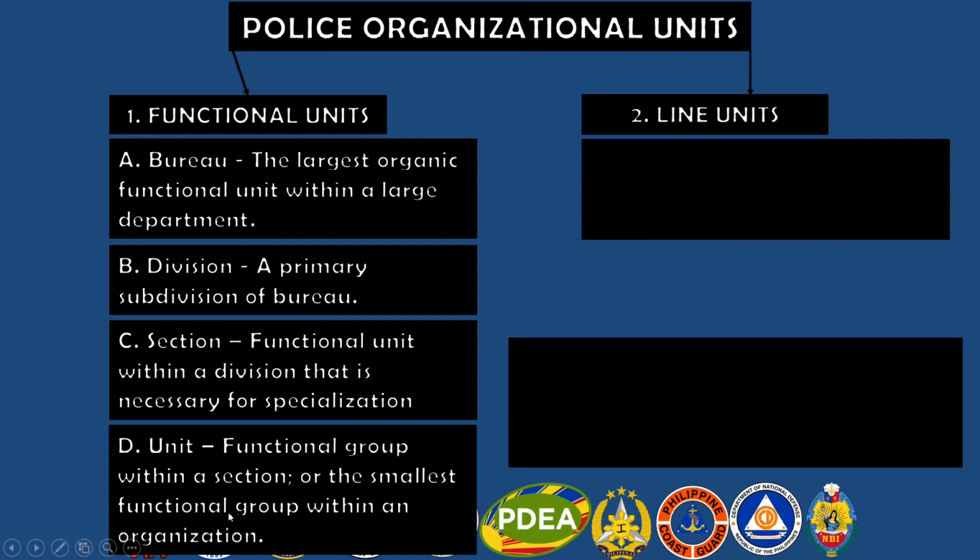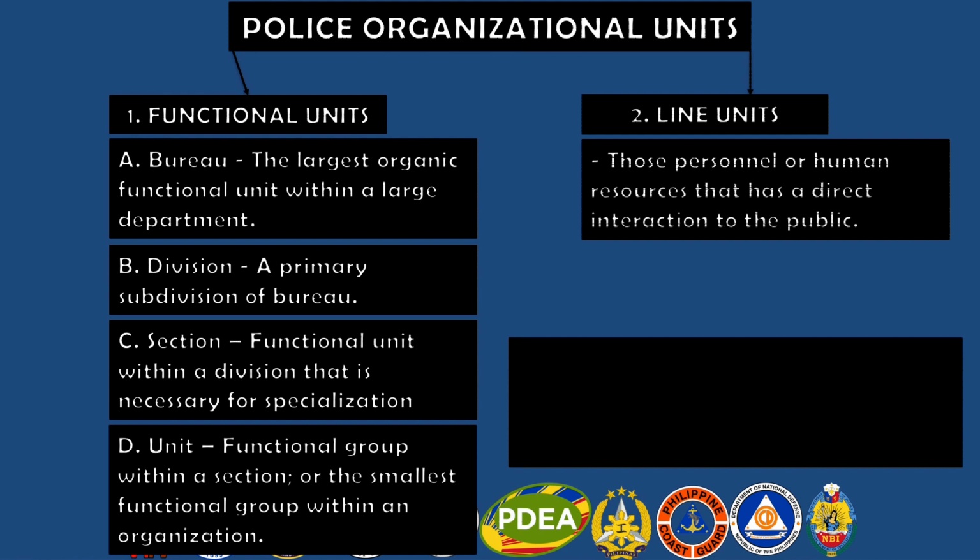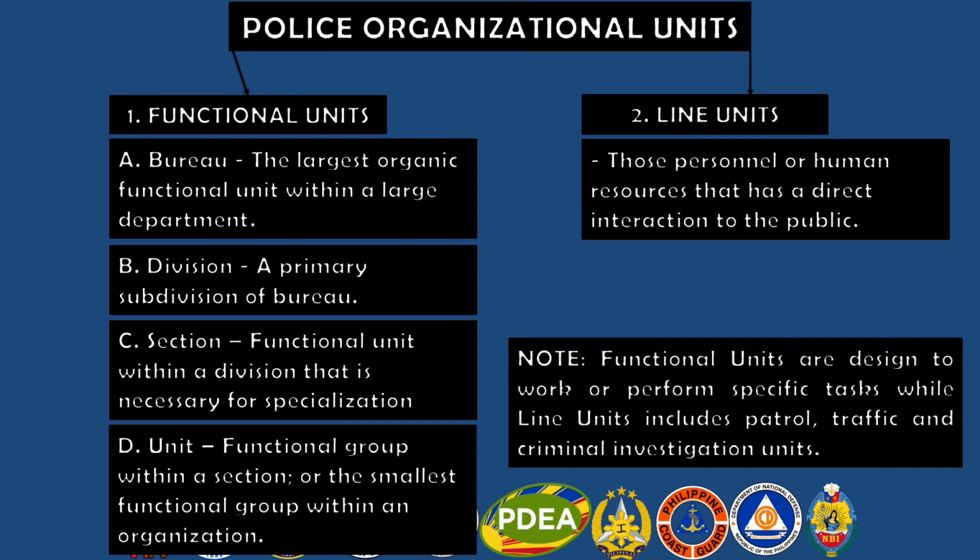Next police organizational unit will be line units. For line units, these are personnel or human resources that have a direct interaction with the public. So for functional units, again, as I discussed in my last video discussion, these are designed to perform specific tasks depending on their functions or specializations. While line units include patrol, traffic, and criminal investigation units. And these three activities have a direct interaction with the people or community.